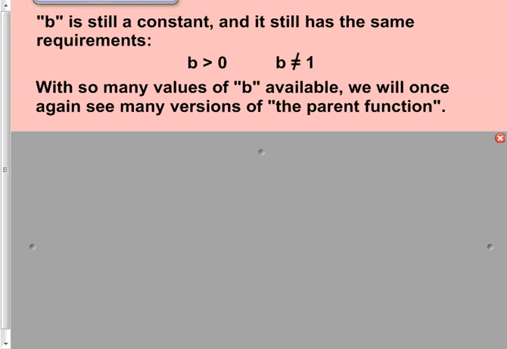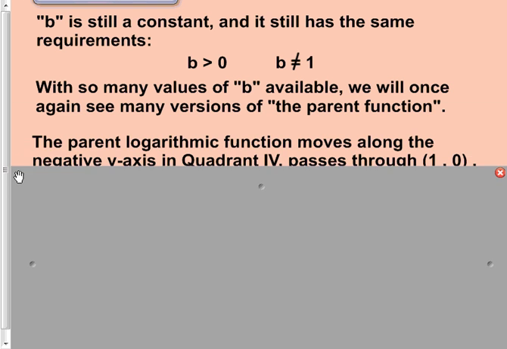Now, once again, with so many potential values of the base, we're going to be seeing a whole bunch of different possibilities of the parent function. So we may see a little compressing and stretching of the parent function. But as before, if it starts to reverse directions or upside down or things like that, then something has definitely changed it from being the parent function into something else. So it could be compressed or stretched in different ways and still be the parent function.